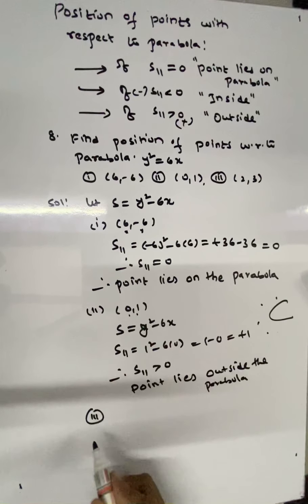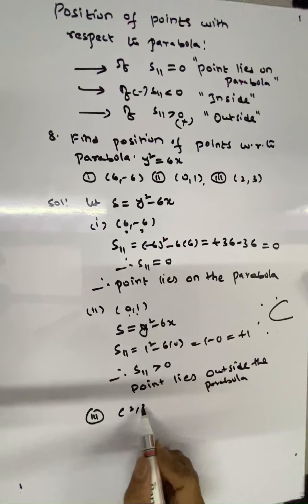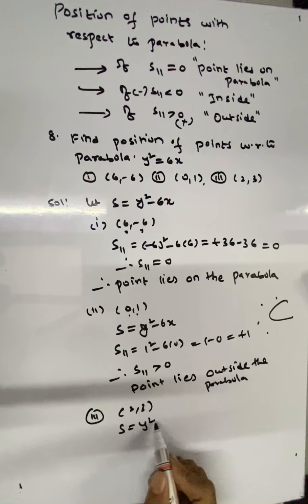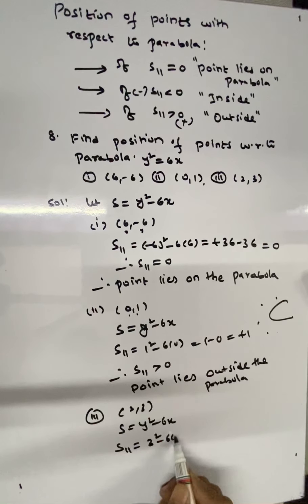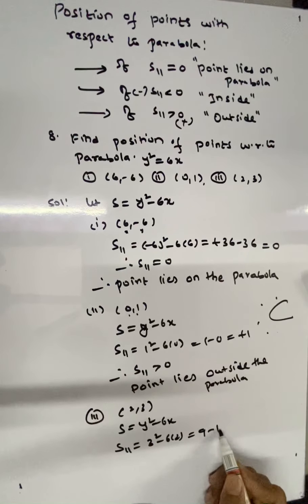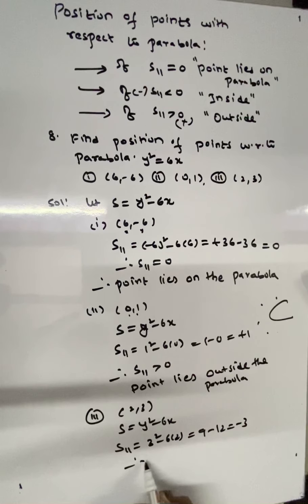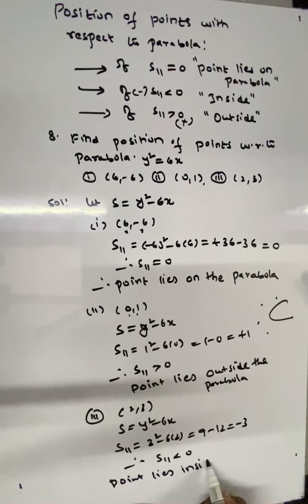Third point is given to you, 2 comma 3. So S is equal to y square minus 6x. We have to find S11. S11 is 3 square minus 6 into 2, 9 minus 12, which is minus 3. Therefore S11 is less than 0. The point lies inside the parabola.